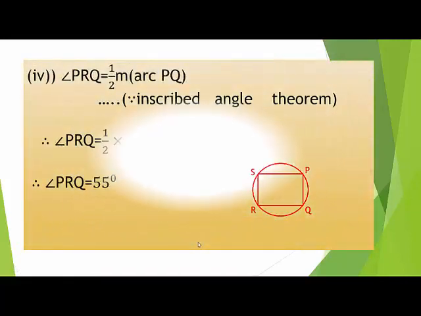Now the fourth part of this question, angle PRQ is equal to 1/2 measure arc PQ because of the inscribed angle theorem. Therefore, angle PRQ is equal to 1/2 times 110 degrees. After simplification, angle PRQ is equal to 55 degrees.